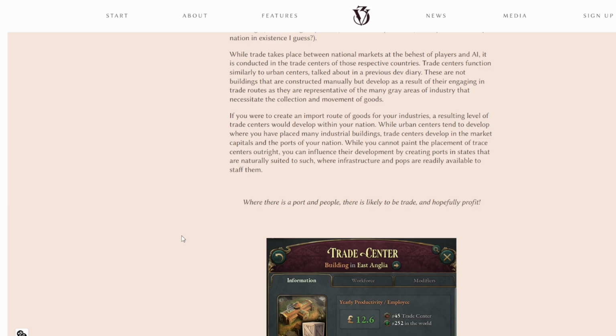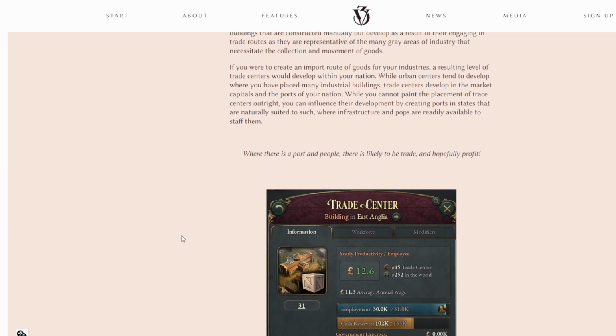So you can influence where your trade centers could develop, but at the end of the day, it's really not entirely up to you. They will build up naturally a little bit more organically, which I do really, really like. And as a government, you can't say, this is where trade will happen. It will probably happen where it makes the most sense. Where there's a port and people, there's likely to be trade and hopefully profit.